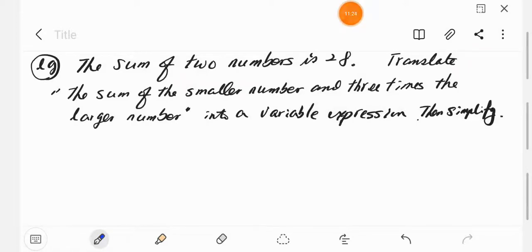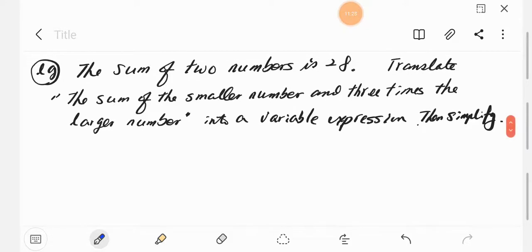Okay, here's another example. The sum of two numbers is 28. Translate the sum of the smaller number and 3 times the larger number into a variable expression, then simplify. Alright, so there are two numbers, one is the smaller number and the other the larger number. And then the sum. The sum means addition, right? Addition. The sum of two numbers is 28.